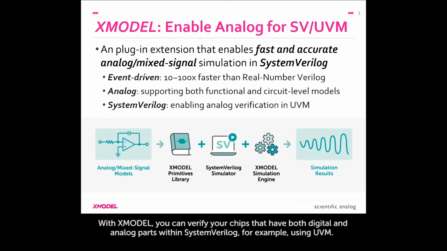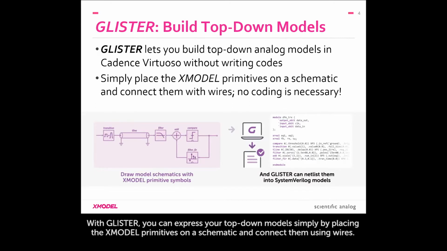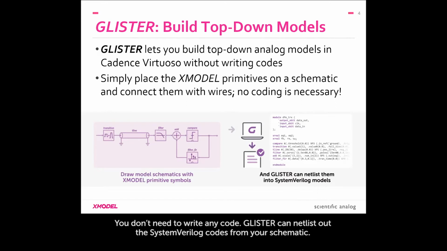Glister lets you build top-down models in a schematic form within Cadence Virtuoso. With Glister, you can express your top-down models simply by placing the XModel primitives on a schematic and connecting them using wires. You don't need to write any code. Glister can then list out the SystemVerilog code from your schematic.